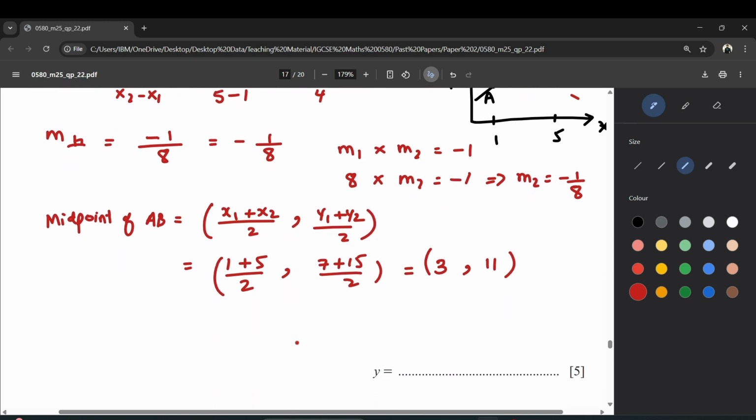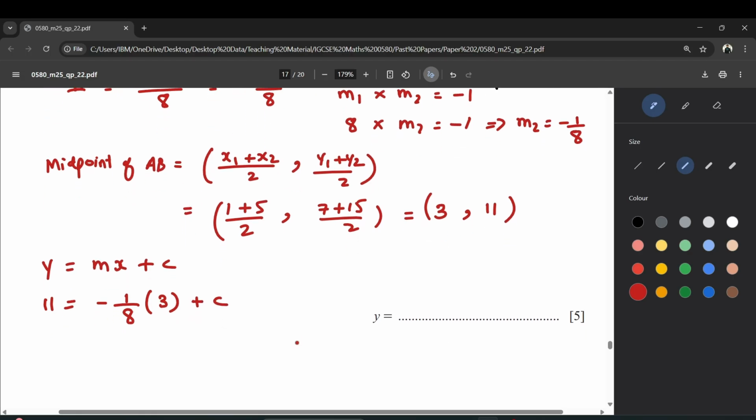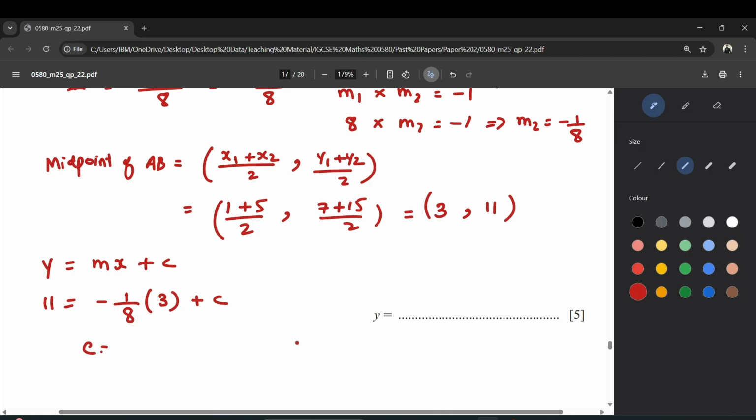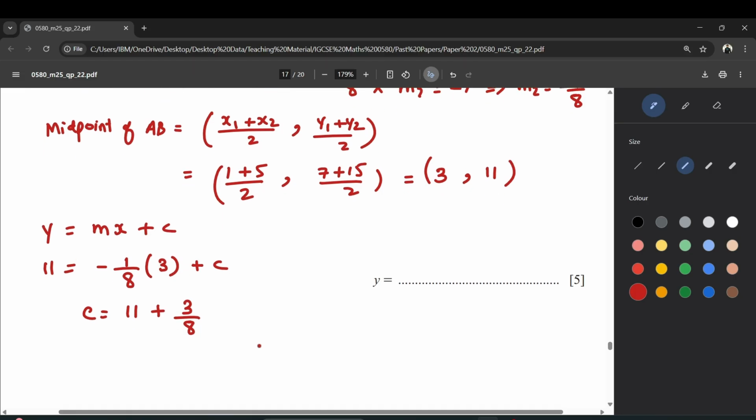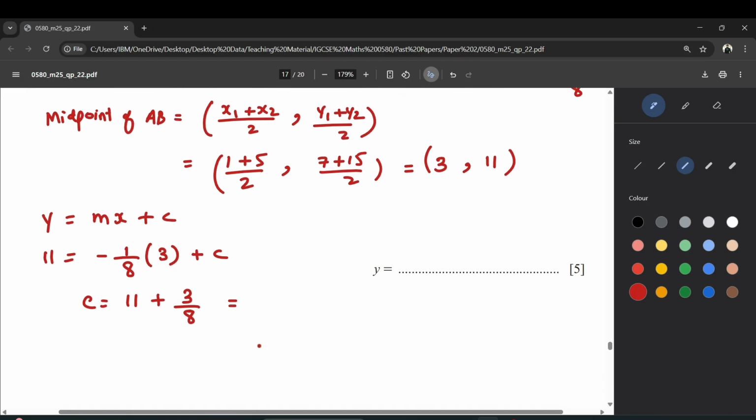Now we have our coordinate and we know the gradient. So we can see that our straight line equation is y equals mx plus c. y is going to be 11. m is going to be -1 upon 8. x is 3, plus c. So c is going to be 11 plus 3 upon 8. Now we need to simplify this. So I can multiply both of these by 8. So this becomes 88 over 8 plus 3 over 8. That gives us 91 over 8.